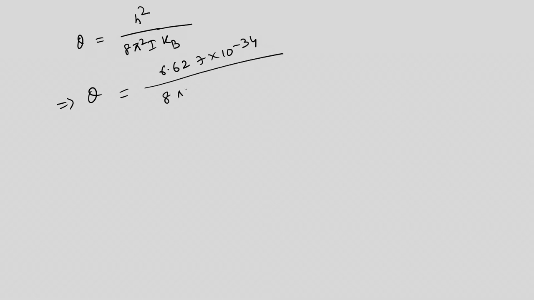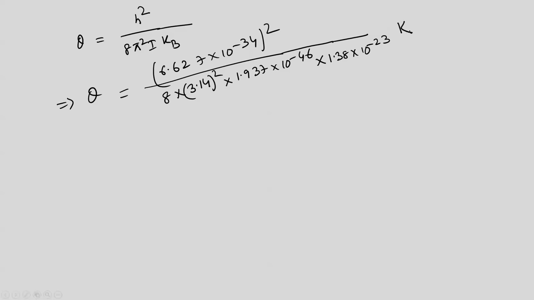So, rotational temperature theta is h squared by 8 pi squared I kB. So, theta is 6.627 times 10 to the minus 34 squared by 8 times 3.14 squared times I, which is 1.937 times 10 to the minus 46, times kB, which is 1.38 times 10 to the minus 23. This is in Kelvin. So, if we carry out, we get theta is 2.08 Kelvin.